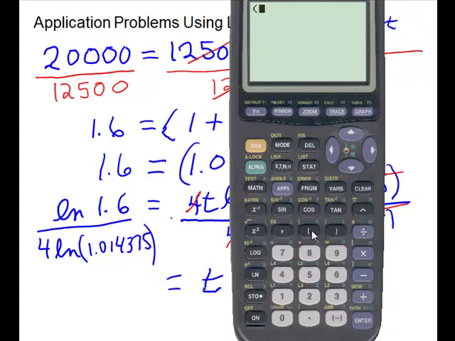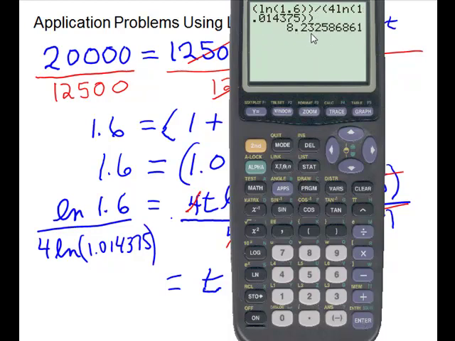So I'm going to do parentheses for the numerator, natural log of 1.6, close the parentheses for the log, close the parentheses for the numerator, divided by parentheses for the whole denominator, 4 times, you can just go ahead and put the ln, or you could put the times, 1.014375, close the parentheses for the logarithm, close the parentheses for the denominator. Hit enter. So here's your answer.